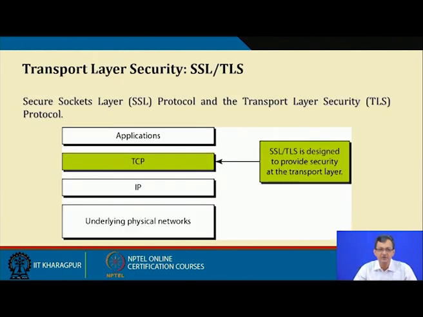Next comes transport layer security, or SSL or TLS. We are used to this SSL. TLS is the generic, IETF-supported, standardized version of the basic SSL protocol. It acts on the TCP, where it provides security at the TCP level. It is designed to provide security at the transport layer, so the transport layer should understand how to extract the secured information. This is the SSL or TLS type of traffic security.